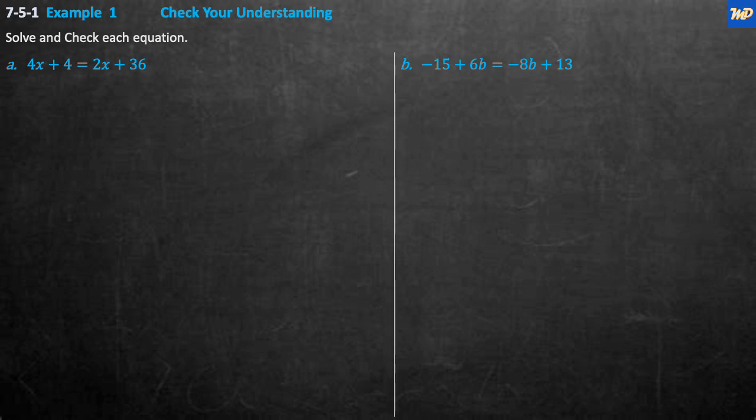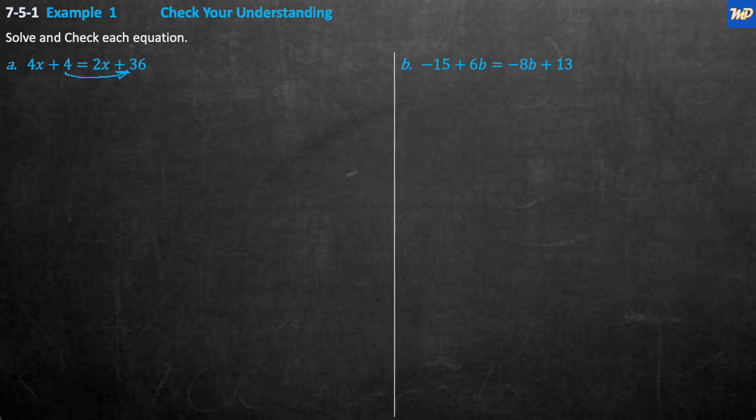So let's work on a couple problems. Let's see how they turn out, just to solve and check. So A says 4x plus 4 is equal to 2x plus 36. Well, let's bring the 4 over here to the right-hand side.